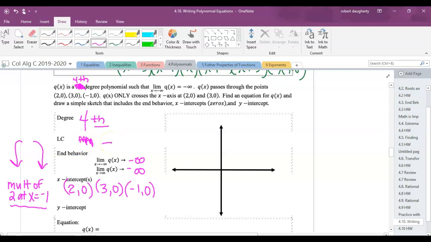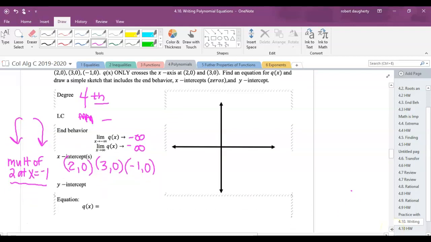How can I tell? It's 4th degree. If I'm telling you that it goes to negative infinity on the left side, if it's 4th degree, it has to go to negative infinity on the right side. Okay, if it were 5th degree, it would do the opposite. So now, what's the equation of this guy? It's going to be q of x equals (x minus 2)(x minus 3)(x plus 1) squared. And since it points down, the leading coefficient is negative. Okay, so that is a possible equation that meets all these conditions.